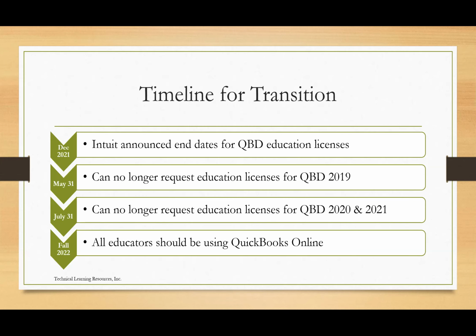The first deadline is for anyone currently using a license for QuickBooks Desktop 2019. You will no longer be able to request licenses as of May 31st of this year, 2022. Currently they're still offering those licenses, but May 31st they cut it off for the 2019 desktop product. The deadline for requesting a license for QuickBooks Desktop 2020 and 2021 is July 31st of this year.